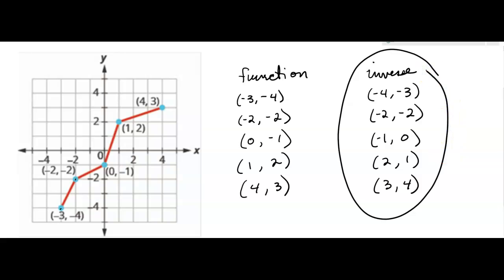Now I'm going to graph these ordered pairs. So where is (-4, -3)? It's right there. Where is (-2, -2)? Well, it is right there, still at (-2, -2). (-1, 0) would be right here. (2, 1) would be up here. And then (3, 4) would be up here. Then I connect the dots.